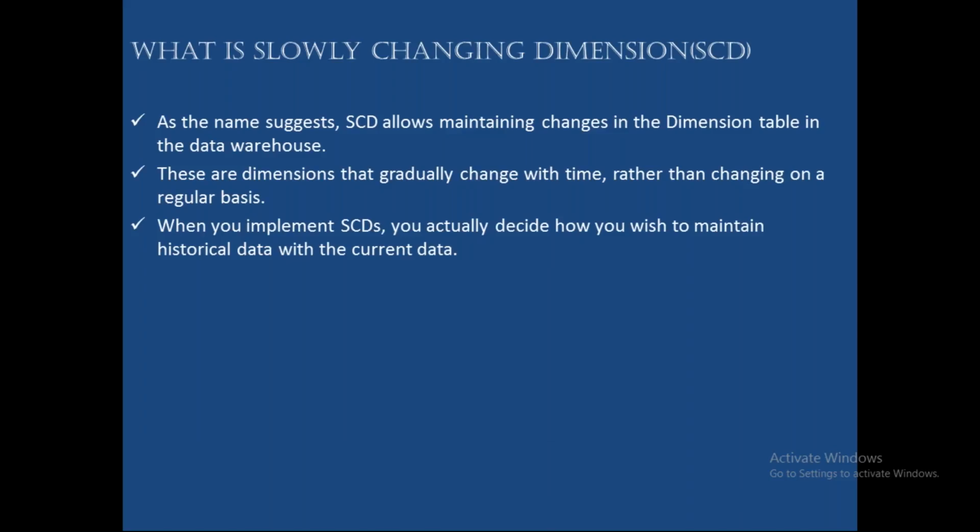When you implement SCDs, you actually decide how you wish to maintain historical data with the current data. That's what SCD types indicate. What kind of data do you want to maintain in a dimension table? If you want to maintain current data along with historical data, then it will be SCD2. If you just want to maintain current data, then it will be SCD1. We discussed how to implement SCD1 in two different ways. Now SCD2 we are going to discuss.